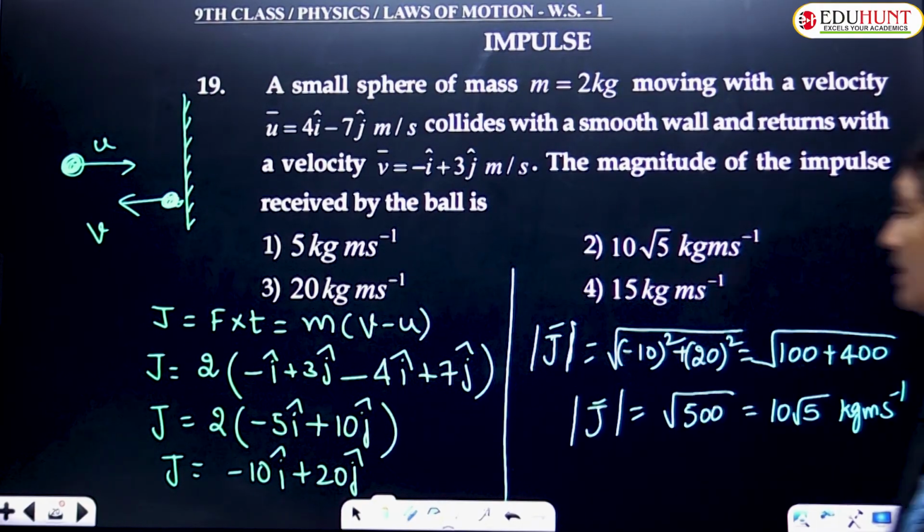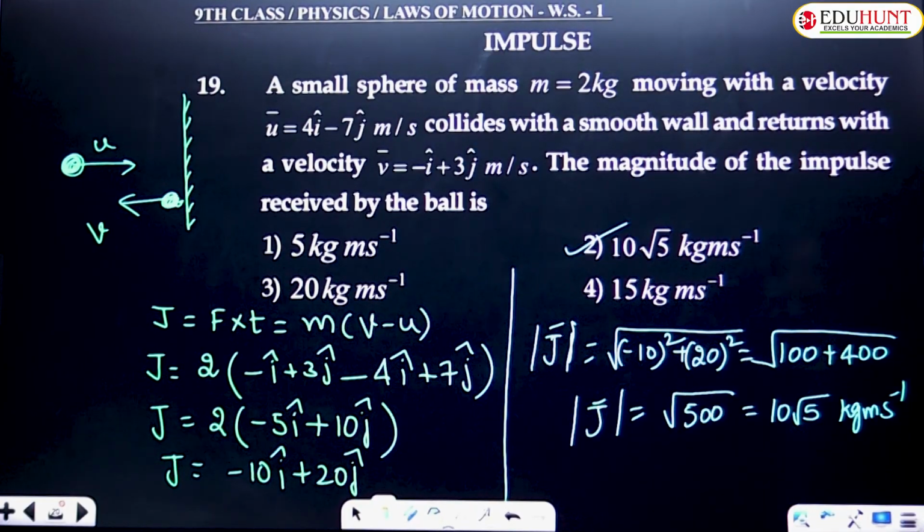So what is the answer, children? 10 root 5 kg meter per second. So option number 2 must be true. Clear? Well, the next question.